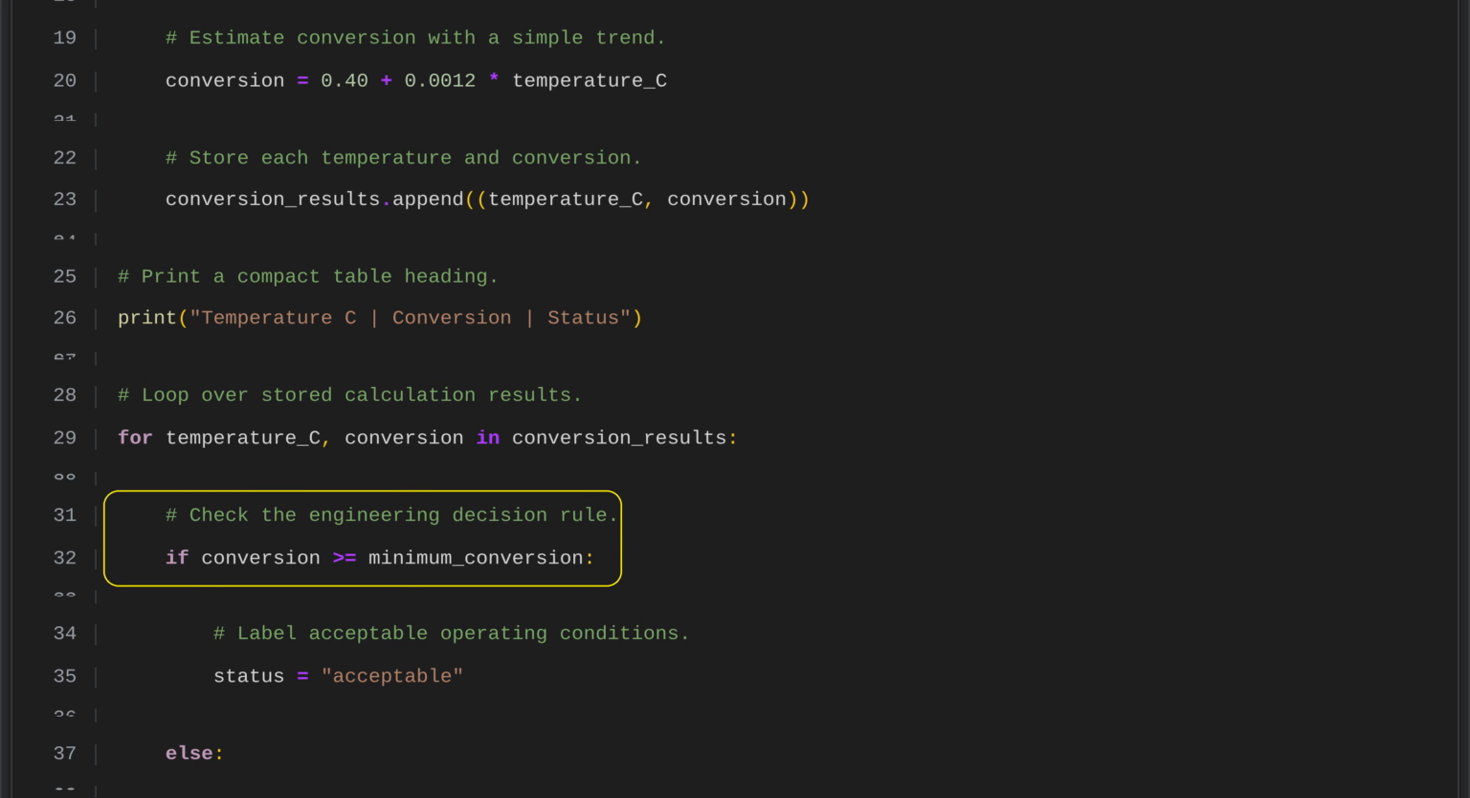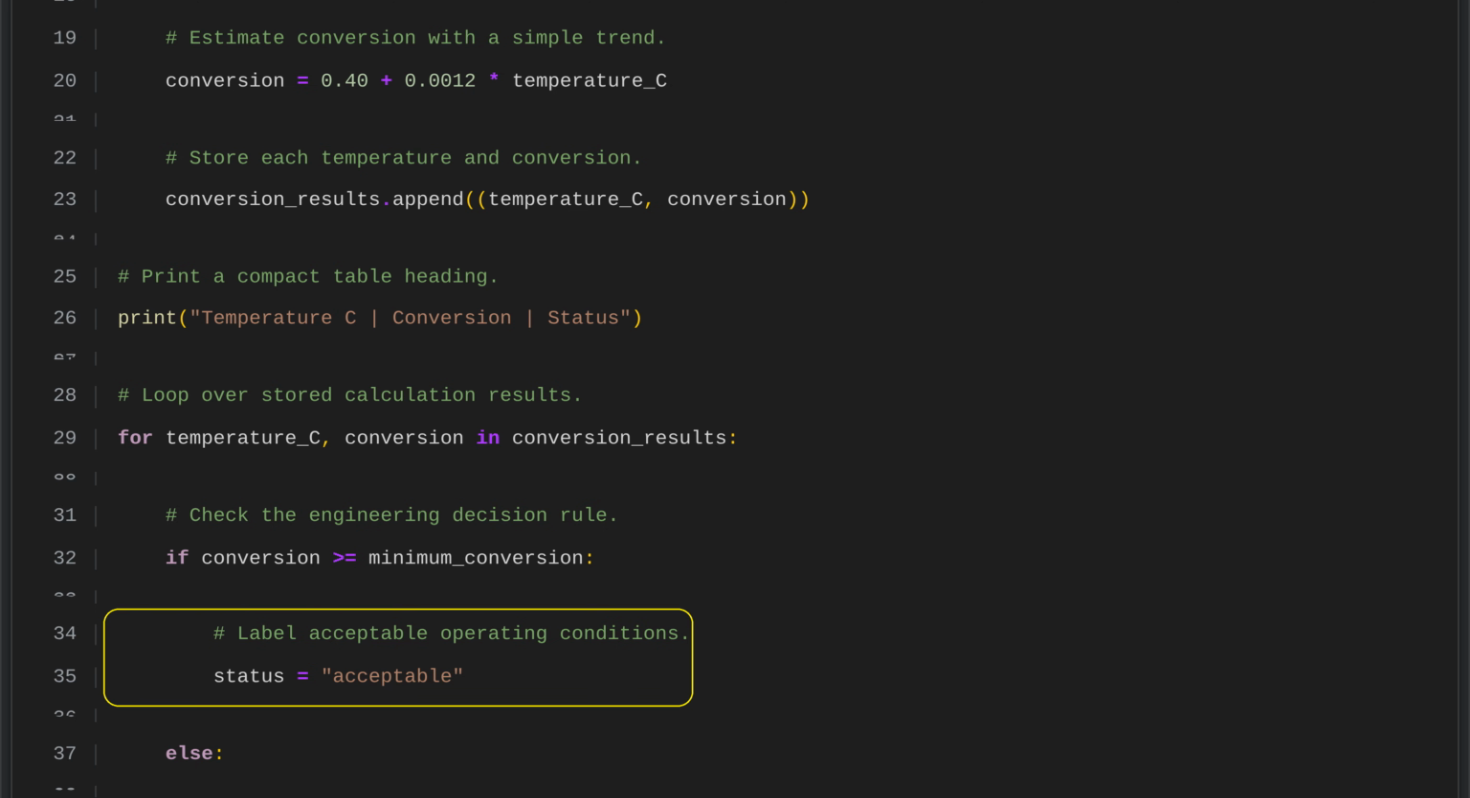The code compares the calculated conversion with the minimum required threshold. If the conversion is at least that high, the operating condition is considered acceptable for safety or performance. This code checks whether the conversion rate meets the required minimum. If it does, the status is marked as acceptable, meaning the operating conditions are within the desired specifications.